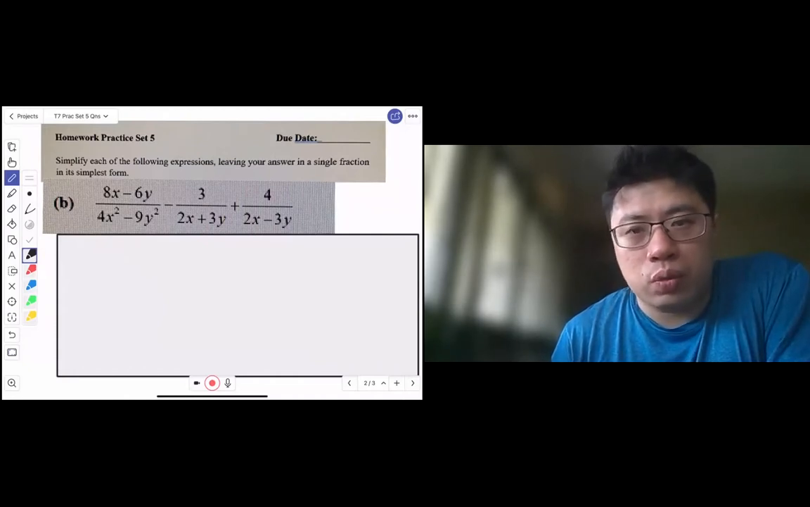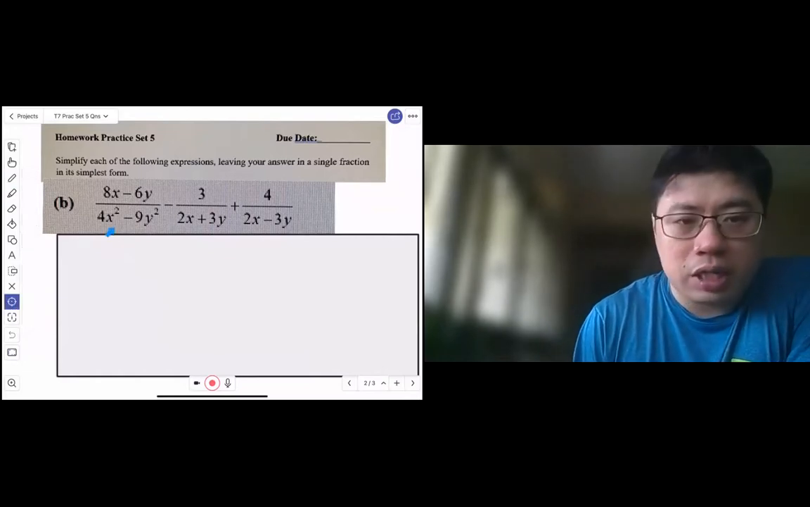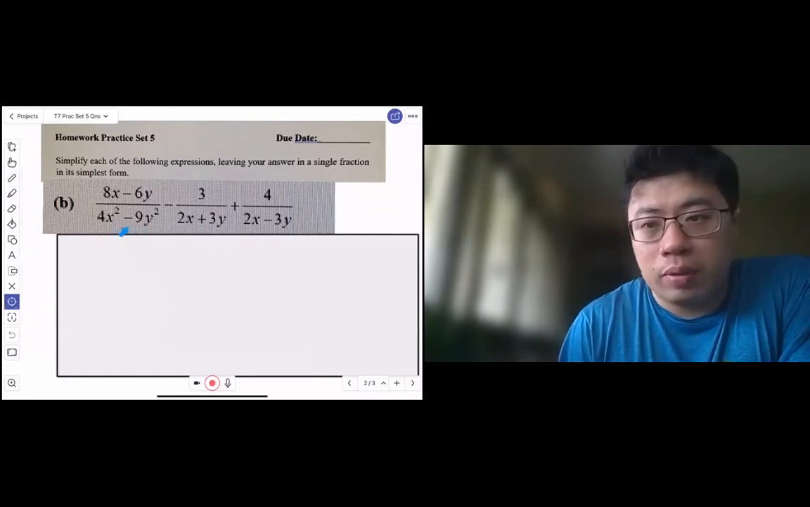What we want to do is make the denominators the same. We want the denominators to be the same. So when the denominators are the same, then we can consider adding the fractions together.